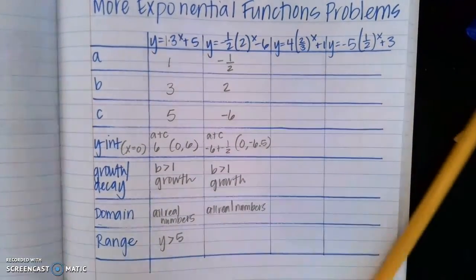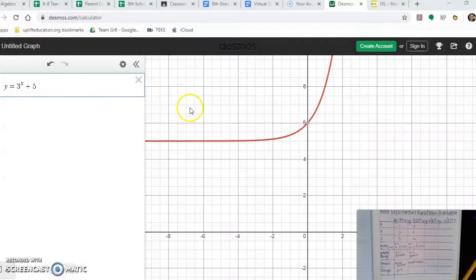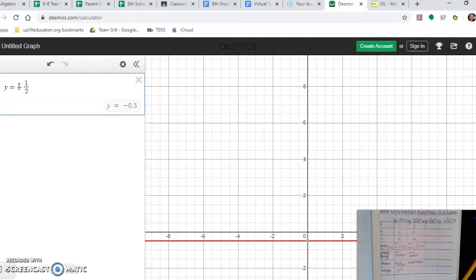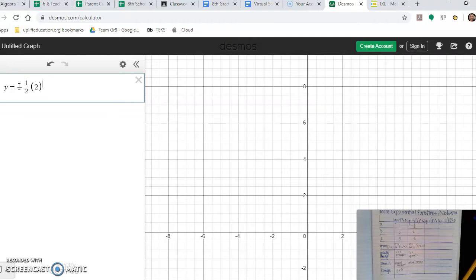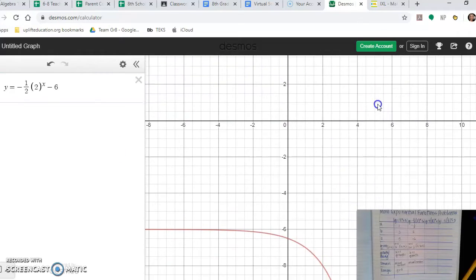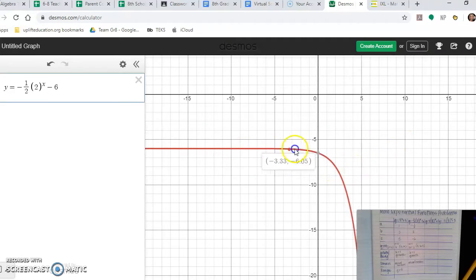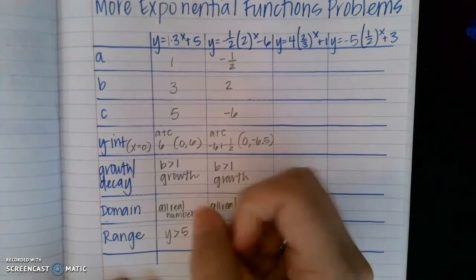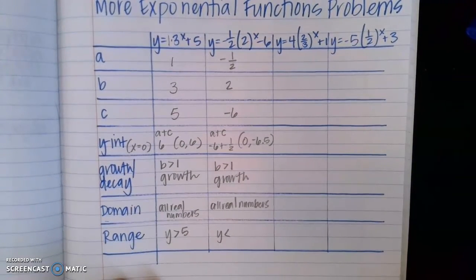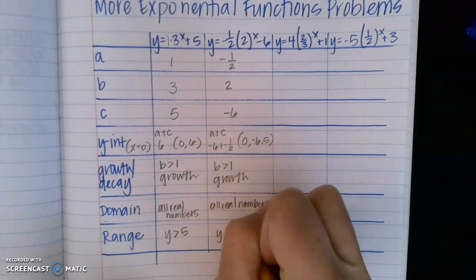And let's take a look at our graph to see what our range value is. Negative 1/2, you see that it makes a fraction. Tap over, put our 2 in parentheses, to the x minus 6. So here, I can even zoom out. Here we've got our asymptote at negative 6. All of our range values, all of our y values are going to be less than that negative 6 value. So y is going to be less than negative 6.